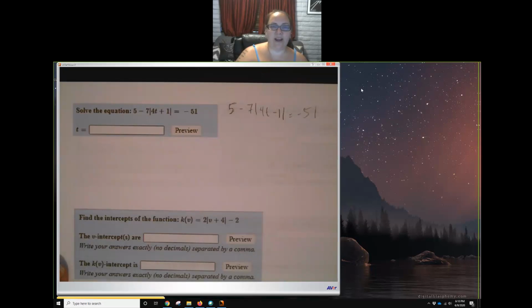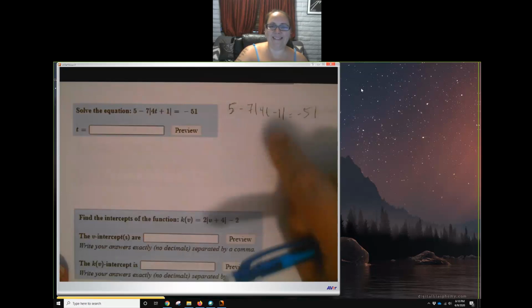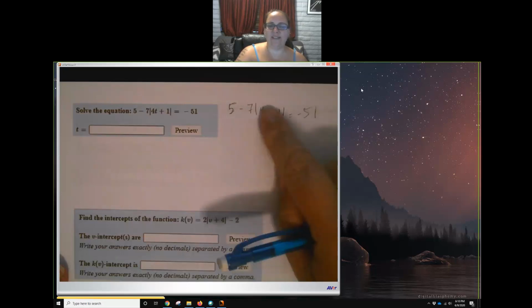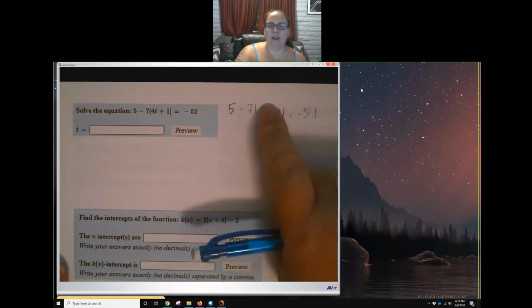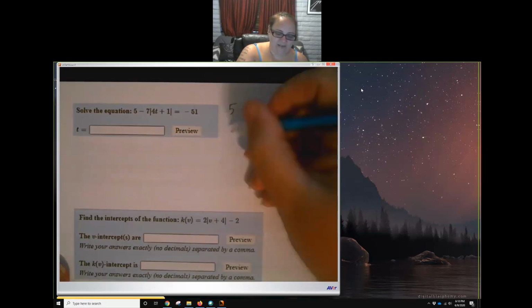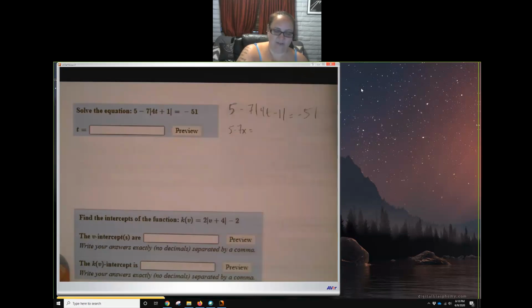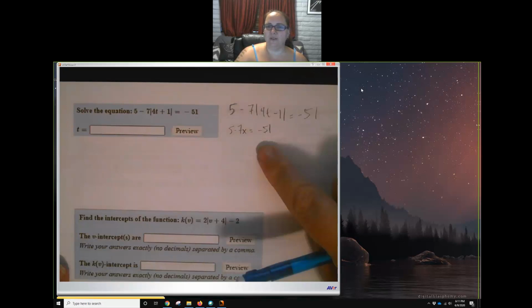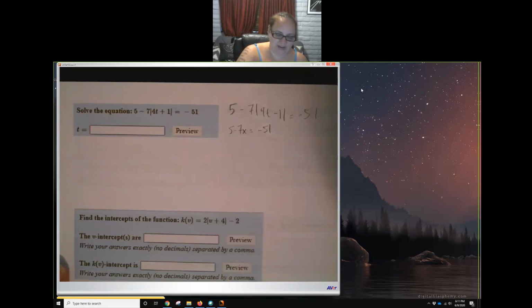So when we're solving an absolute value equation, the first thing that we want to do is isolate the absolute value. Whatever is inside here, I'm not worried about right now. I'm worried about what's on the outside. If you're not sure, think of this as the same as 5 minus 7x equals -51, and ask yourself, what would my first step be? Your first step would be to subtract the 5.